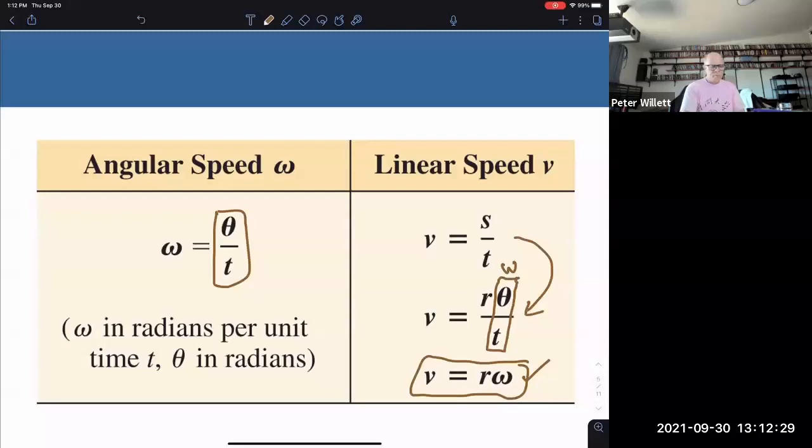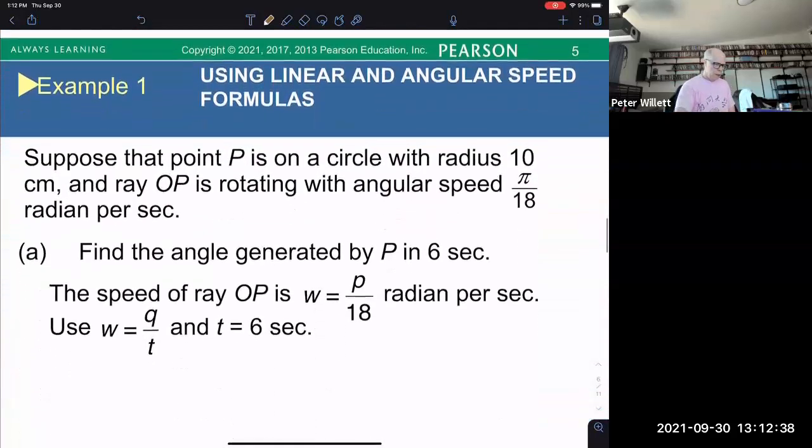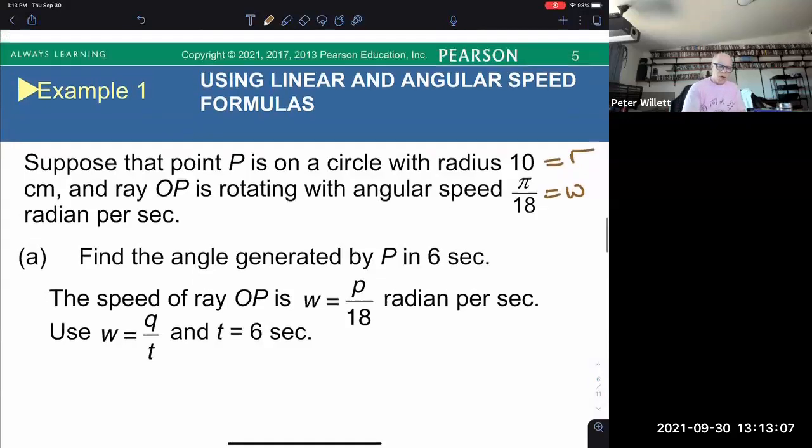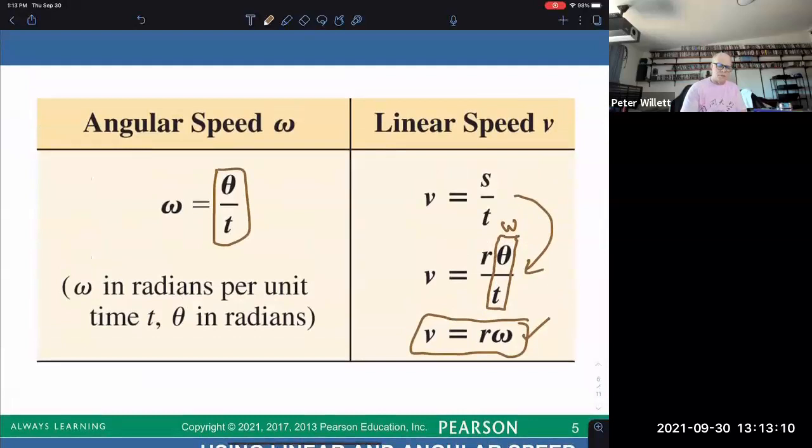So how does all of this become helpful? Well, when we start thinking about doing problems. So let's take a look. Yeah, this looks fun. Woohoo. Suppose that point P is on a circle with radius 10 centimeters, and ray OP is rotating with an angular speed of pi over 18 radians per second. Angular speed, so that means this is W. And radius of 10, I'm just going to write up here, this is R, because then if we want to find what's going on or relate to these formulas, we can use those same letters from these formulas.